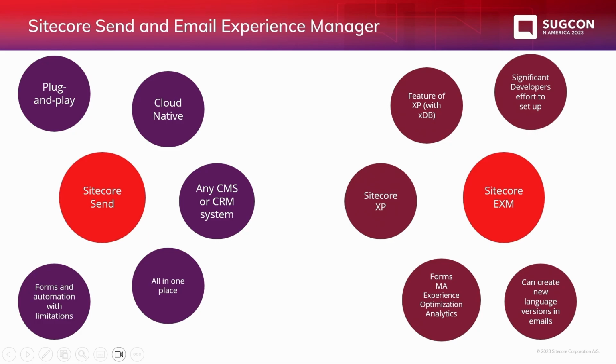Sitecore Send has some limitations with forms and automation, because it's not working with XP, which is huge in analytics, different landing pages, and form creation. So you have all this strong backup from XP on EXM. With Sitecore Send, everything is in one place. In Sitecore EXM, you have to go to forms to set up the forms, to marketing automation to set up automation, to experience optimization to set up personalization factors, and then analytics. So those are the things that you can compare.